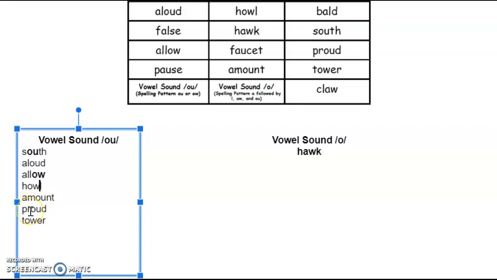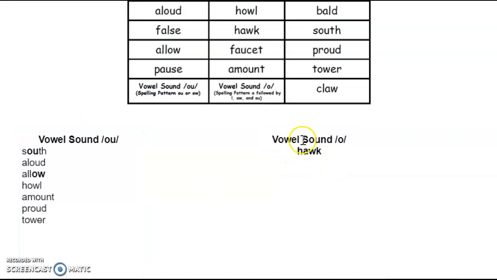Proud. I am so proud of each and every one of you. And tower. Hour. Tower. The tower is super tall. What do you notice about the spelling patterns with the vowel sound ow? They're all spelled with OU or OW.